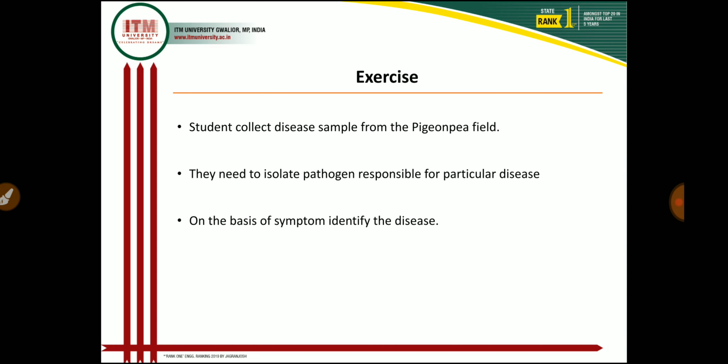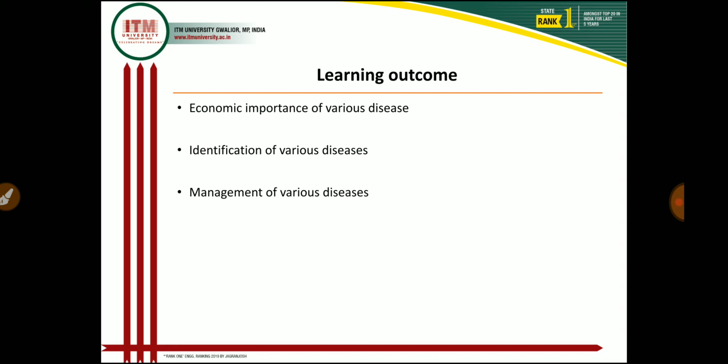Students should go to a pigeon pea field and collect disease samples. On the basis of symptoms, they identify the disease, make a herbarium file and submit it to me. Then, students, whenever you return to the lab, you prepare a slide and you also isolate the pathogen on PDA media or nutrient agar media. Then you are also expected to identify these diseases on the basis of the symptoms. So this is the exercise part of today's lecture.